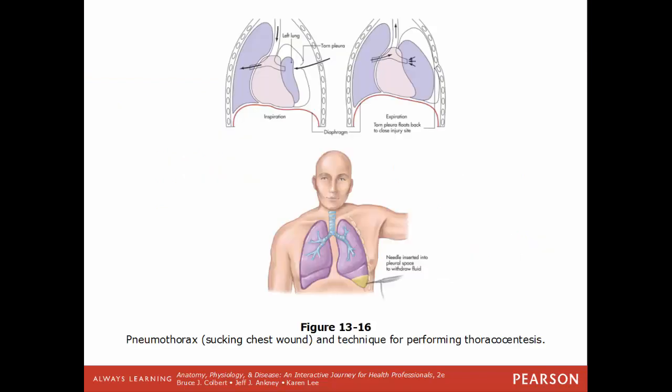On this image here, on top we have a pneumothorax, also known as a sucking chest wound. You have the torn pleura here, and the left lung has been deformed due to that, especially during inspiration. When the person exhales or expires, the torn pleura will go back to the injury site to close it off. In this image down here, you have an example of pleural effusion, and the fluid is draining to the lowest point due to gravity. So the needle will be put inside here to withdraw that fluid, thoracocentesis.